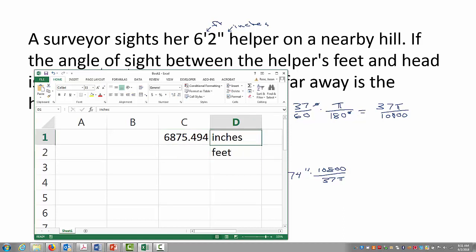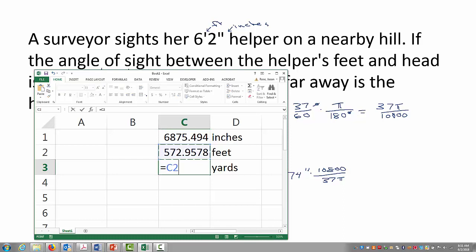Let's maybe convert that to feet. I'll just take that number and divide by 12. So 572.95 feet. If we wanted to, we could convert that into yards as well. Because there are 3 feet in a yard, I can just divide this by 3. So about 191 yards apart.